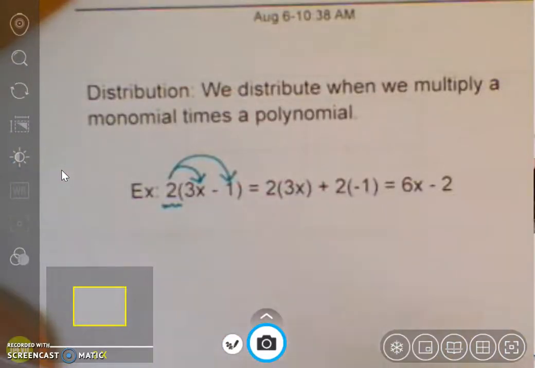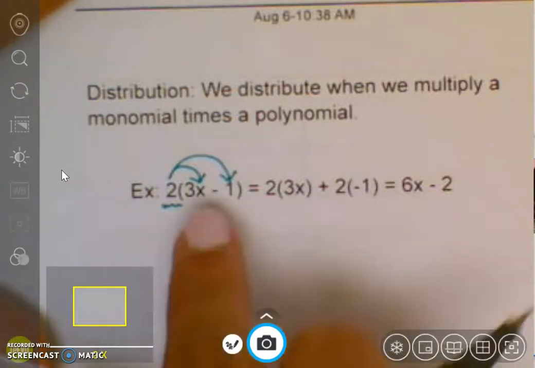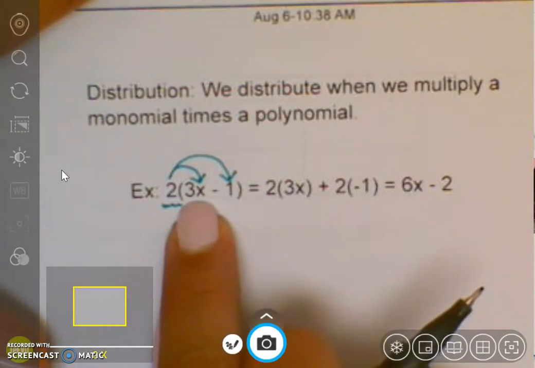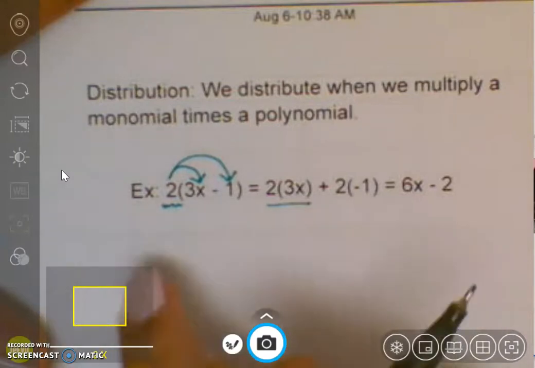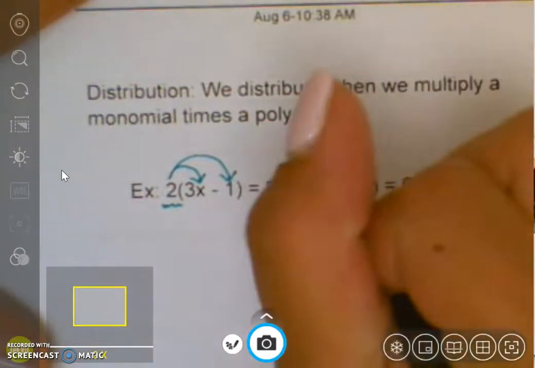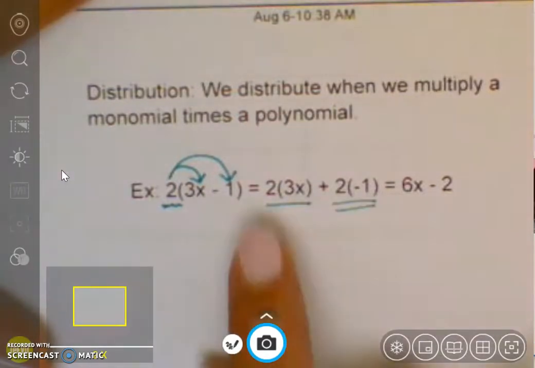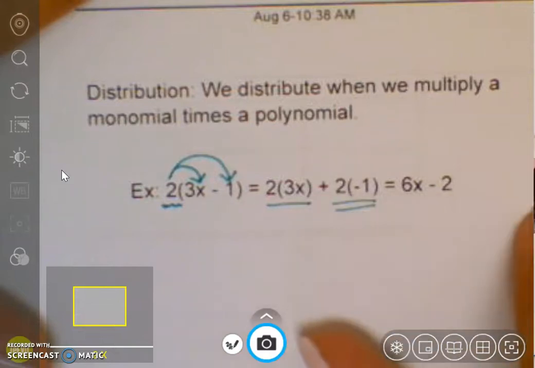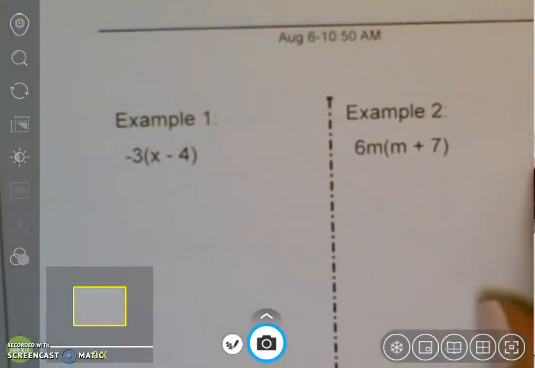So this is kind of the same thing that we did when we had the negative. Now instead of a negative, it's just a 2. So this 2 multiplies to the 3x, which is right here. And then you have 2 times negative 1, which is right here. Then to get the final answer, they did the math. 2 times 3x is 6x, and 2 times negative 1 is negative 2.